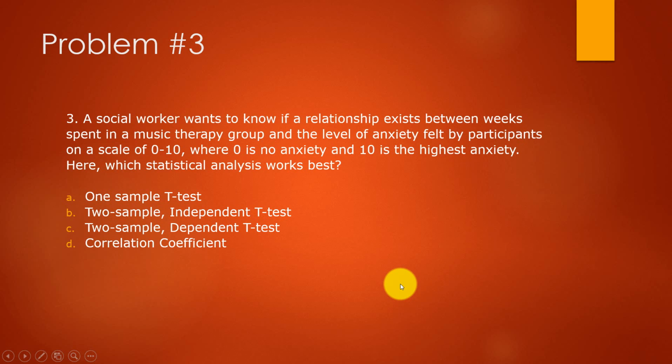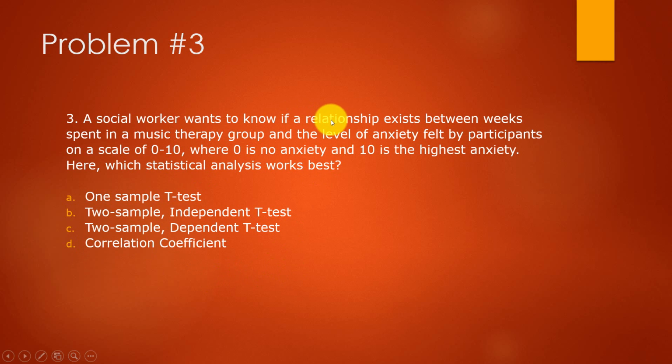Next. Number three, a social worker wants to know if a relationship exists between weeks spent in a music therapy group, and the level of anxiety felt by participants on a scale of 0 to 10, where 0 is no anxiety and 10 is the highest anxiety. Here, which statistical analysis works best? In this particular case, we're going to be talking about D, correlation coefficient.